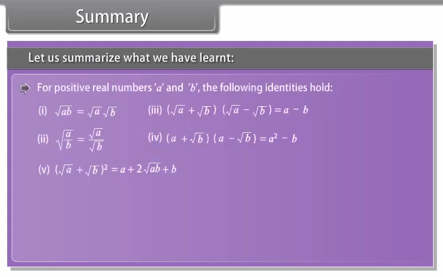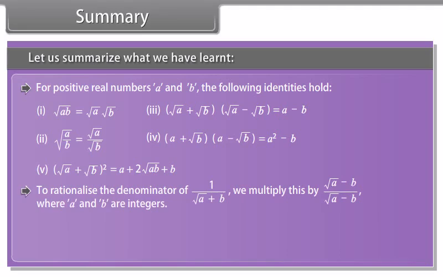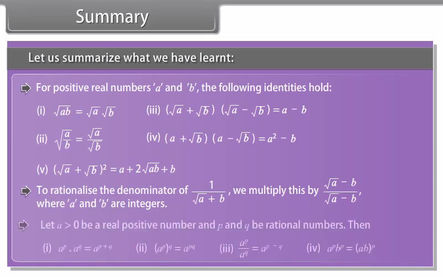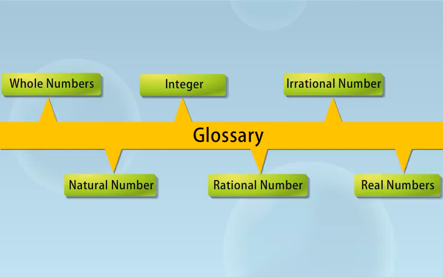Summary. Let us summarize what we have learned. A number is called a rational number if it can be written in P upon Q form, where P and Q are integers and Q is not equal to 0. A number is called an irrational number if it cannot be written in P upon Q form, where P and Q are integers and Q is not equal to 0. The decimal expansion of a rational number is either terminating or non-terminating recurring. The decimal expansion of an irrational number is non-terminating non-recurring. The real numbers are the collection of all rational and irrational numbers.